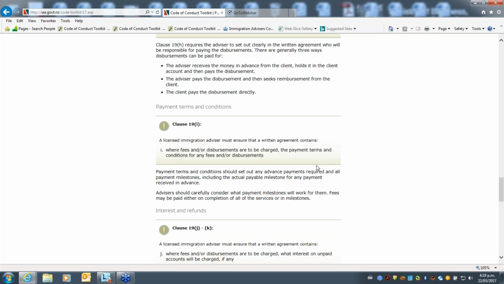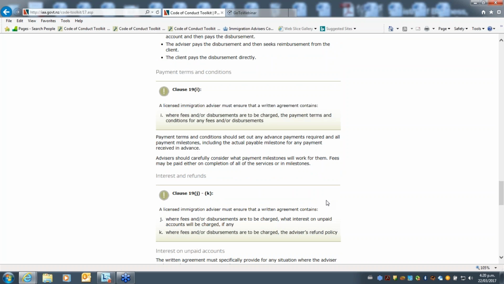(19I), you need to ensure that your written agreement contains the payment terms and conditions for any fees and/or disbursements. So this means, are you requiring money to be paid in advance? Do you have payment milestones? What are those payment milestones? Are they lodgement? Are they approval? And/or is it all going to be paid at the end? So this is where you need to be very clear on your expectations on what are the terms and conditions around paying fees or disbursements.